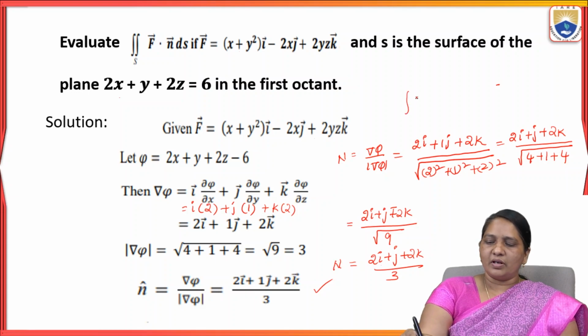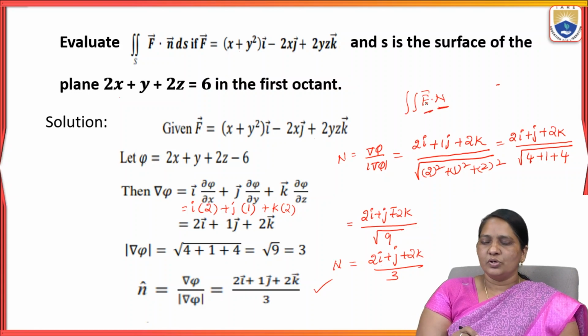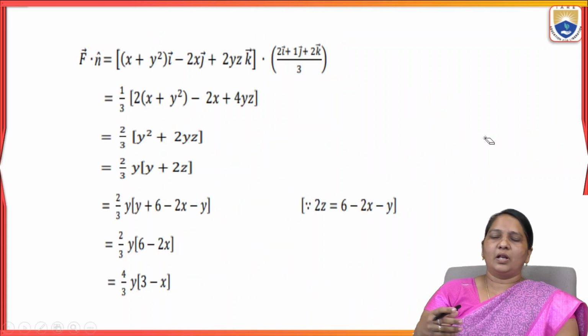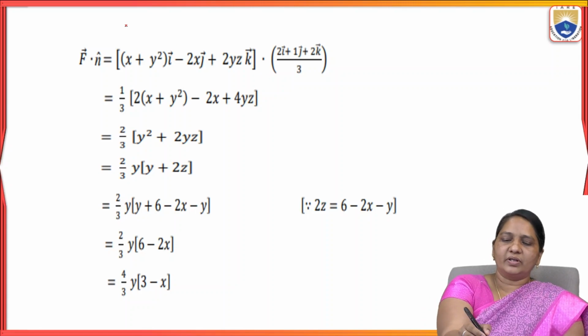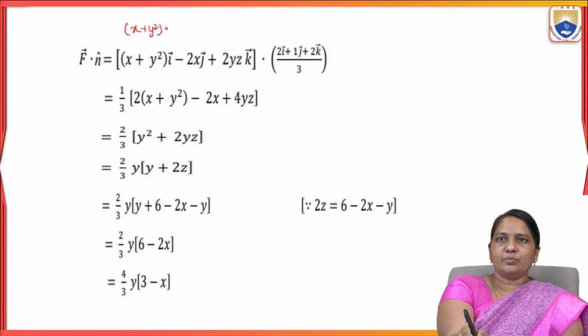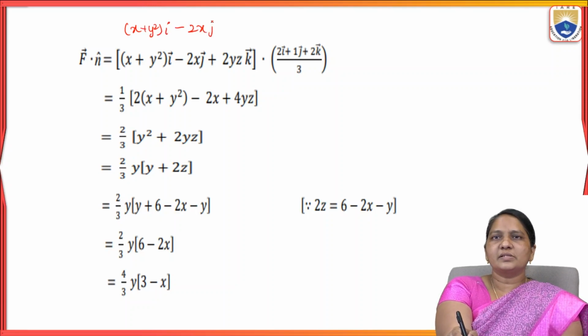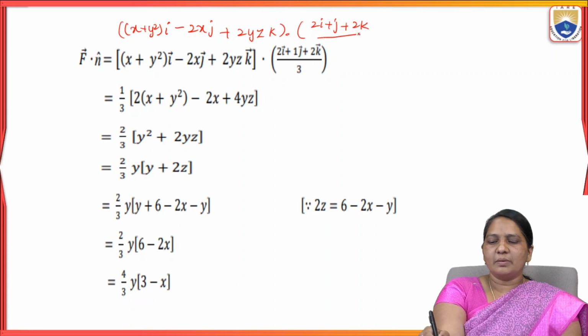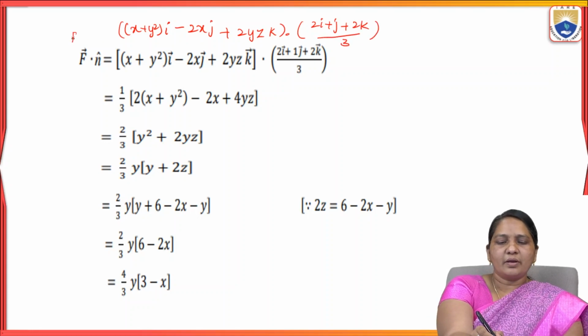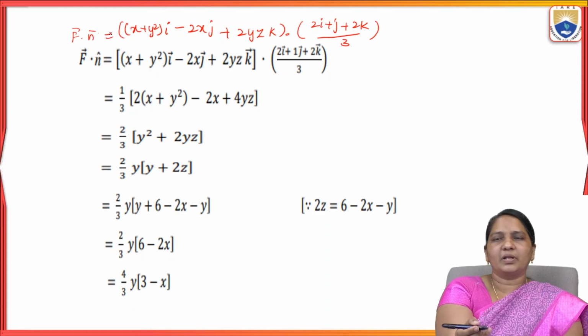So in the integral we calculated the n value. We already know the f value, so after that we can calculate the f dot n value. Now we are going to calculate f bar dot n bar. f bar we already have: x plus y square into i minus 2x into j plus 2yz into k. Dot n, where n is 2i plus j plus 2k by 3. We are doing f bar dot n bar, or capital N bar, both are the same.